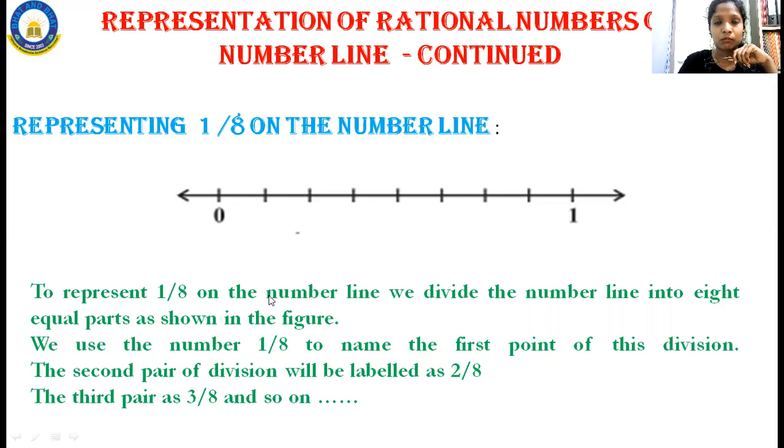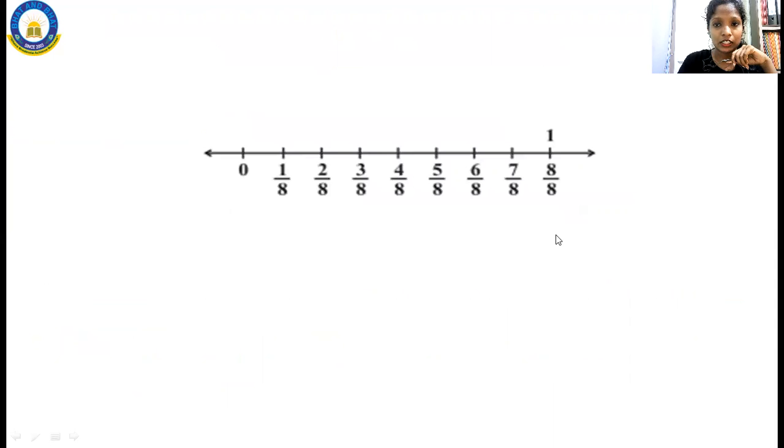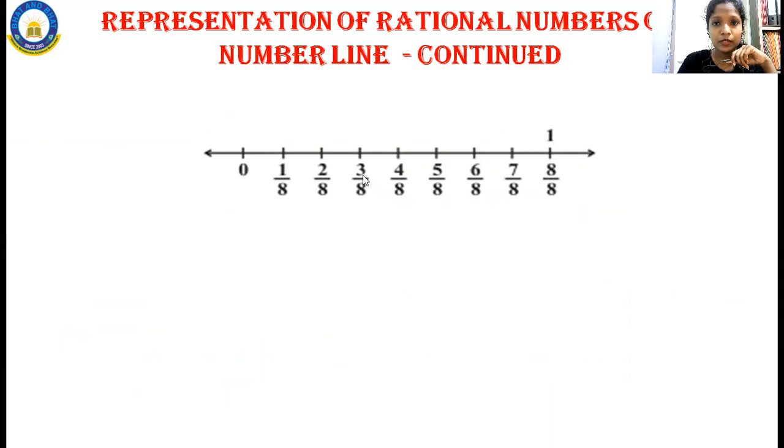So to represent 1 by 8 on the number line, we start dividing the number line into 8 equal parts as they have already shown in the figure. Step 2 is that we use the number 1 by 8 to name the first point in the division, and the second division is 2 by 8, then 3 by 8, 4 by 8, 5 by 8, 6 by 8, 7 by 8, and 8 by 8. The same thing continues here, you can see in the number line.